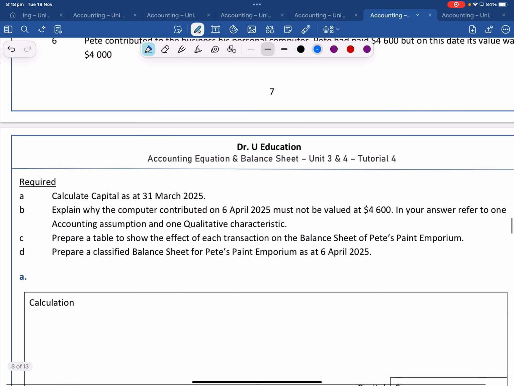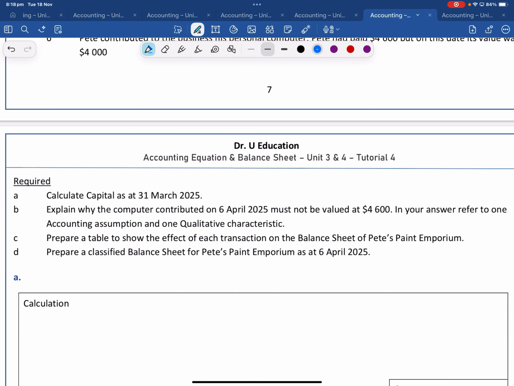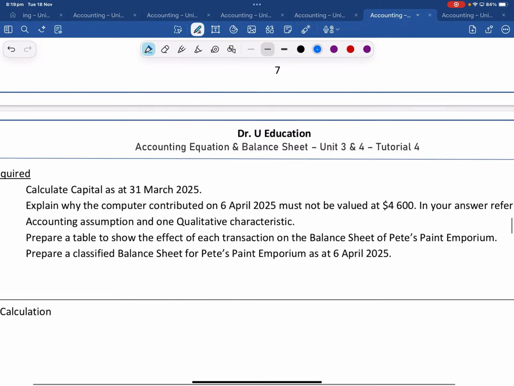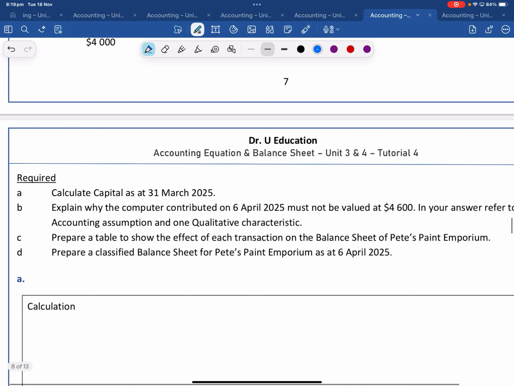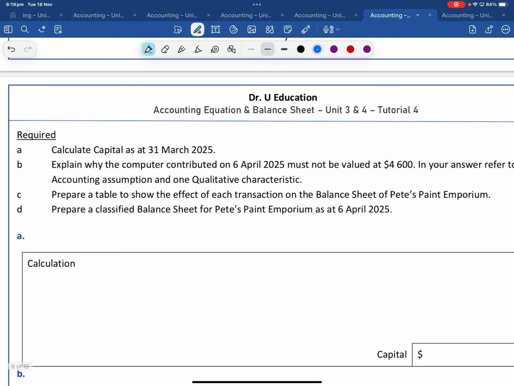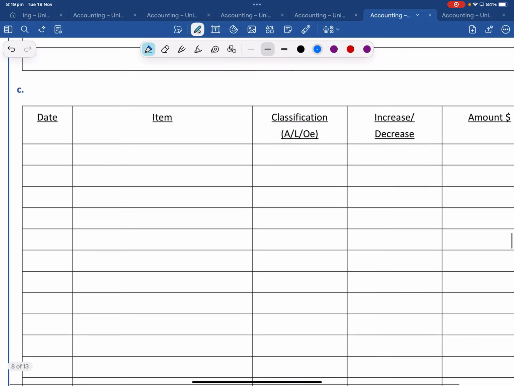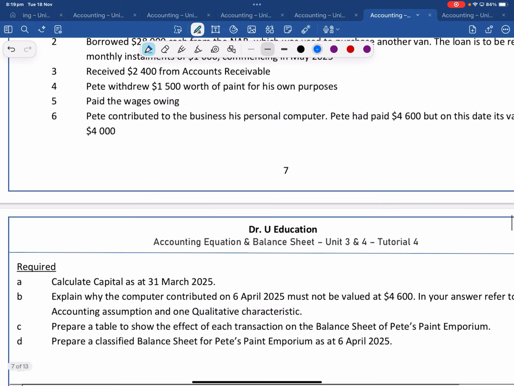Why do you go to the requirements first? So you know what you are going to do. When we read the requirements, we know what we are expected to do. Firstly, calculate the capital as at 31st March 25. Then part B is a theory question. Part C, prepare the table to show the effect of each transaction on the balance sheet. And then D, prepare the classified balance sheet.